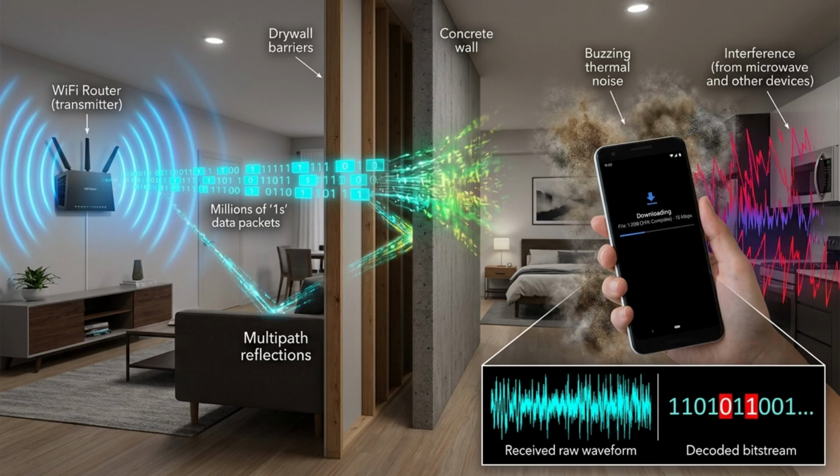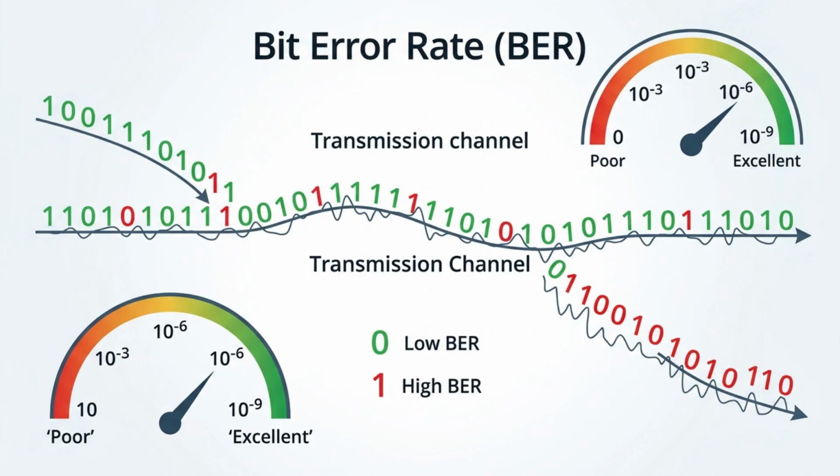Physically, consider a smartphone downloading a file over Wi-Fi. The transmitter sends millions of bits every second. As the RF signal travels through walls and reflections, thermal noise and interference may corrupt some transmitted symbols. The receiver converts the received waveform back into bits, but occasionally a symbol is interpreted incorrectly, producing one or more bit errors. Mathematically, engineers evaluate communication reliability using the bit error rate, BER, which measures the probability that a transmitted bit is received incorrectly. Lower BER values indicate more reliable communication, while higher BER values suggest poorer channel conditions.